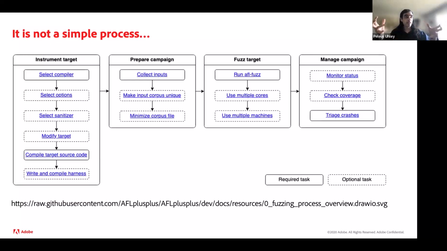Then you've got to prepare your campaign against it. So you've got to collect the inputs. This is where you would typically do something like corpus distillation. And corpus distillation is where you take a large number of input files and you try to reduce it to the smallest set of input files possible while still maintaining maximum code coverage. That way you're getting the most use out of your fuzzing time, because you've reduced the number of inputs to a smaller set that's still going to allow you to have the same code coverage.